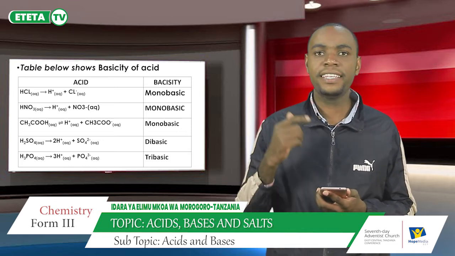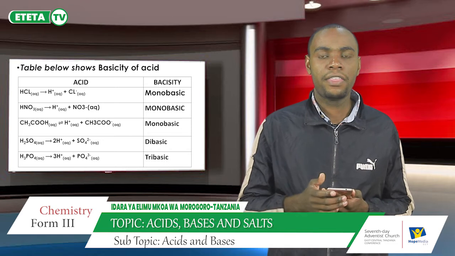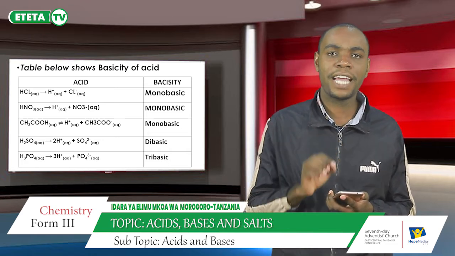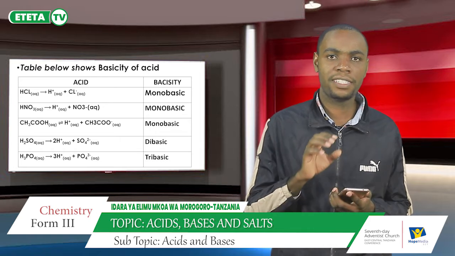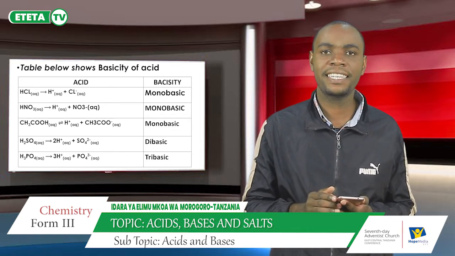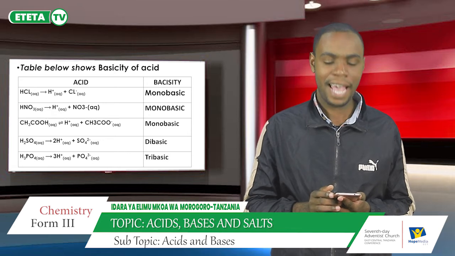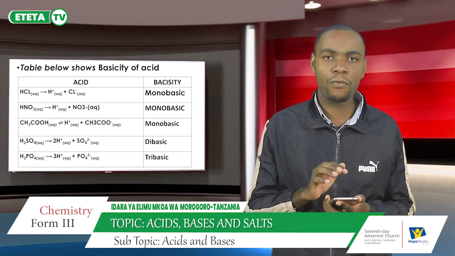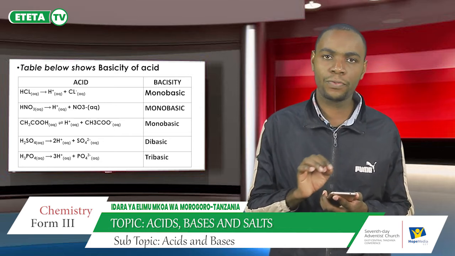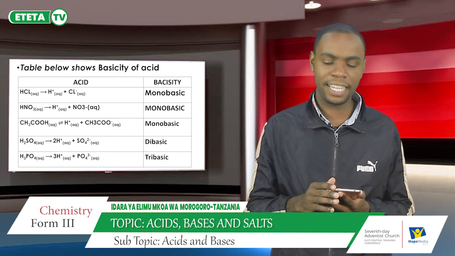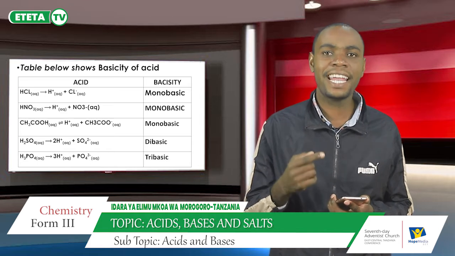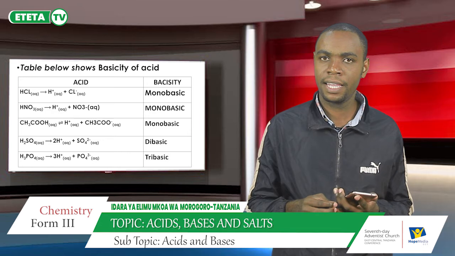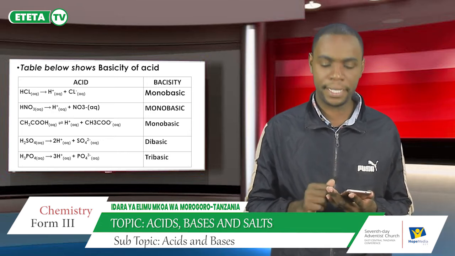Another example here is sulfuric acid. The number of hydrogen atoms present in sulfuric acid is 2, so sulfuric acid is regarded as dibasic. Another example is phosphoric acid. The number of hydrogen atoms present in phosphoric acid is 3, so phosphoric acid is regarded as tribasic. So we have monobasic, dibasic, tribasic.